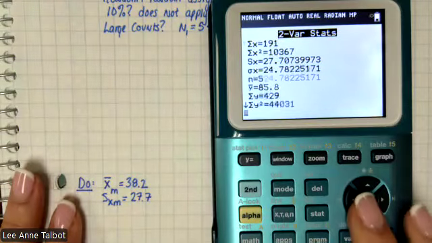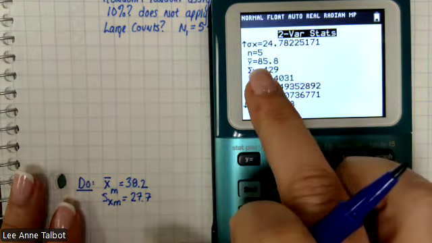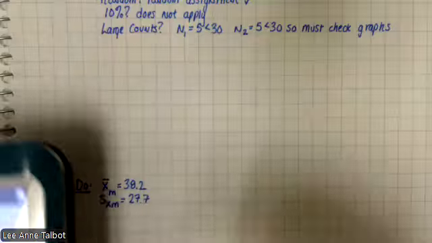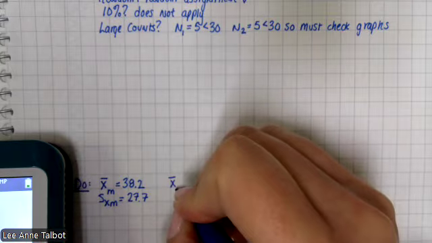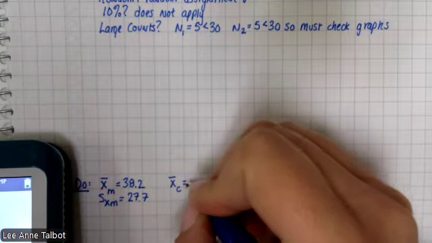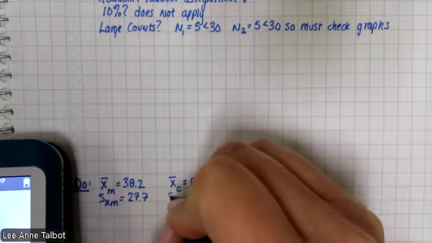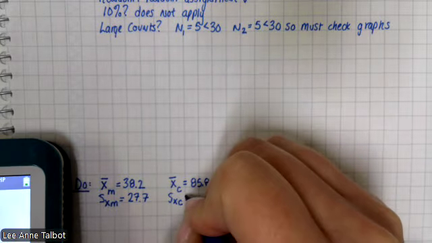Okay, and then if you scroll down on your calculator, you can see X bar Y, which is the L2 list. Don't call it Y bar, call it X bar classical is 85.8, and S of X classical is 42.5.